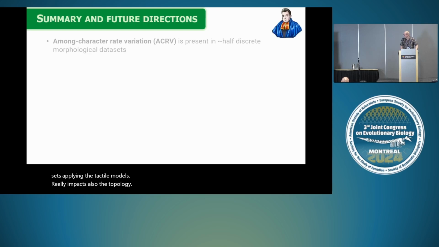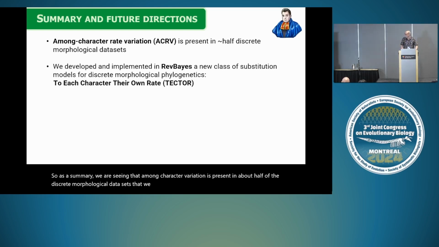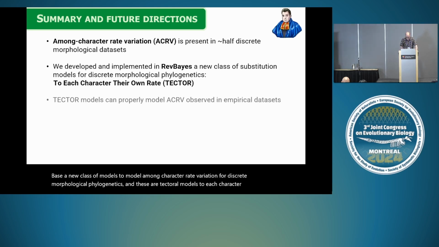So as a summary, we are seeing that among character rate variation is present in about half of the discrete morphological datasets that we analyzed. We developed and implemented in RevBayes a new class of models to model among character rate variation for discrete morphological phylogenetics, and these are tector models, to give each character its own rate. And tector models can properly model ACRV that is observed in empirical datasets.